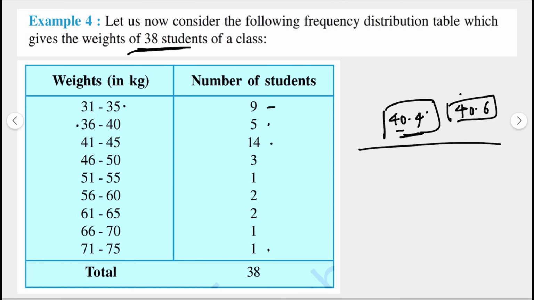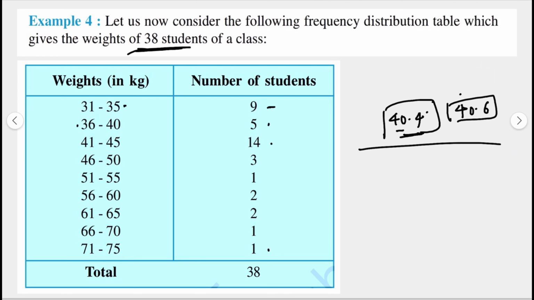Okay, there is no continuity between the intervals. They are breaking at a number and then starting from another number, so there is a gap between those two numbers. Like in 30 to 36 we have a gap, 40 to 41 we have a gap, and to bridge that gap, what we do is we make the interval continuous.